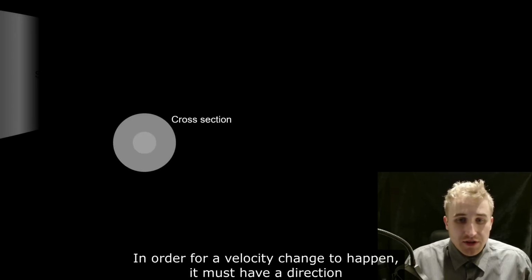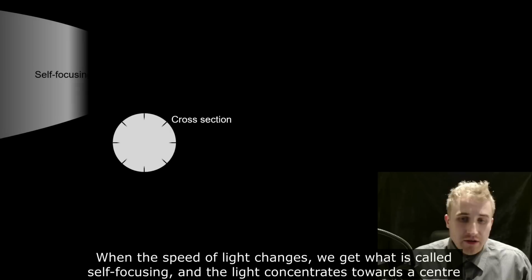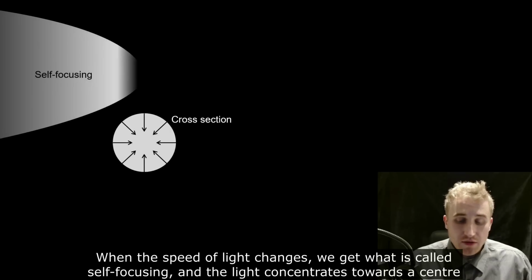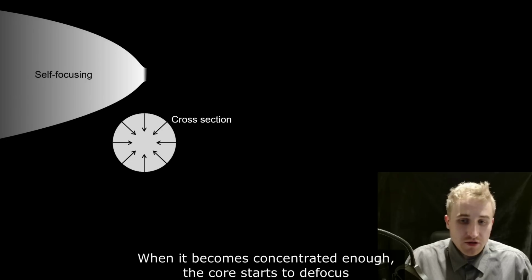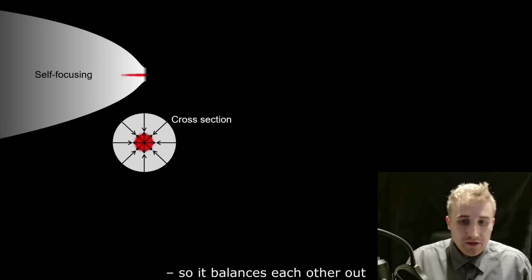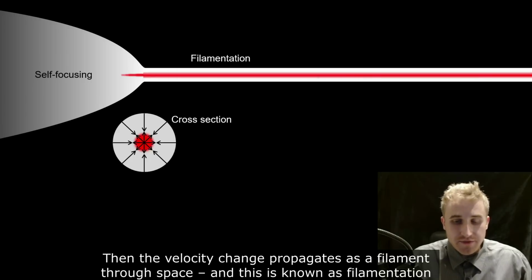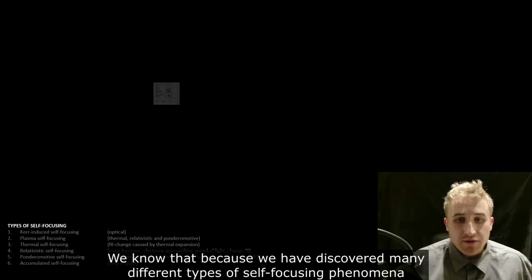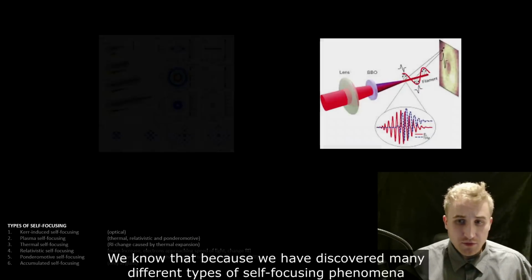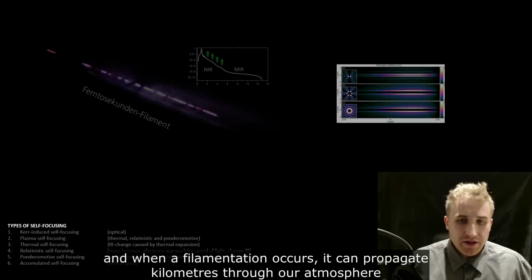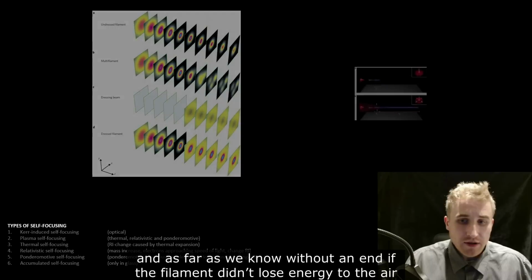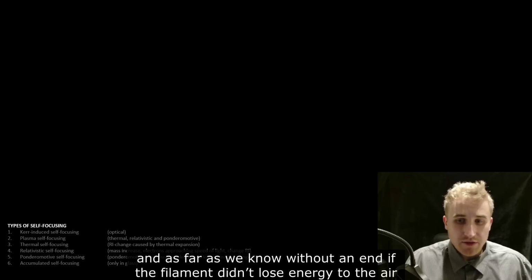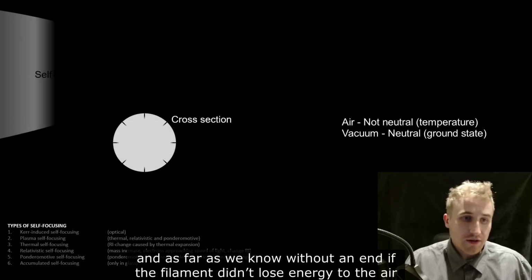In order for velocity change to happen, it must have a direction. When the speed of light changes, we get what is called self-focusing, and the light concentrates towards the center. When it becomes concentrated enough, the core starts to defocus, so it balances each other out. Then the velocity change propagates as a filament through space, and this is known as filamentation. We know that because we have discovered many different types of self-focusing phenomena, and when a filamentation occurs, it can propagate kilometers through our atmosphere, and as far as we know, without an end, if the filament didn't lose energy through the air.